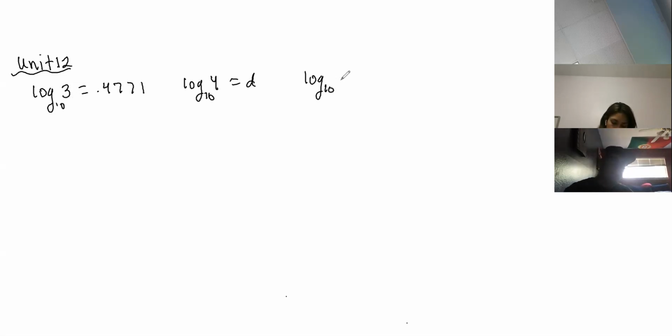Okay, Garen, it was unit 12, correct? Yes. Okay, and I'm going to write down what's given. It says log of 3 equals 0.4771, and log of 4 equals D. Then evaluate, blah, blah, blah. Don't forget there's always a should know, and since the bases are 10 here, the should know is log base 10 of 10 equals 1.